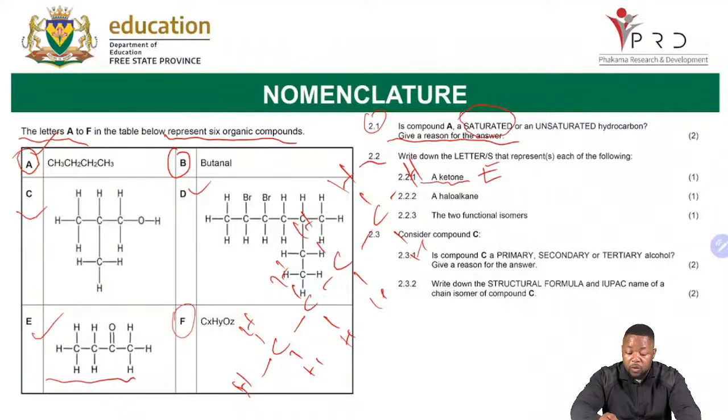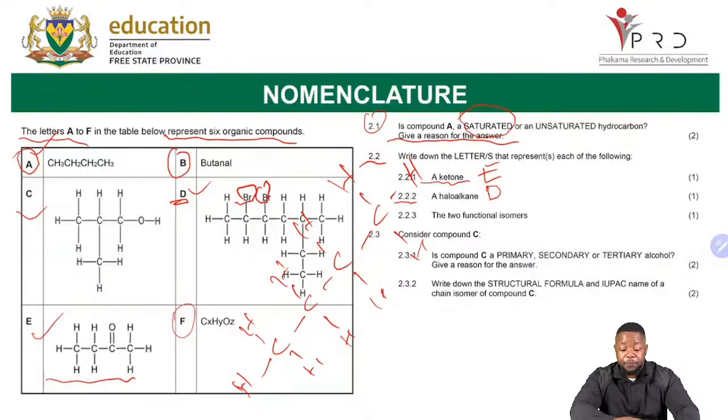Then we also look for a letter that represents a haloalkane. A haloalkane must have 1, 2, or more halogens in that molecule. If we look at compound D, there is a bromine there. There is another bromine there. So compound D must be an example of a haloalkane. And 2.2.3 now says the two functional isomers.